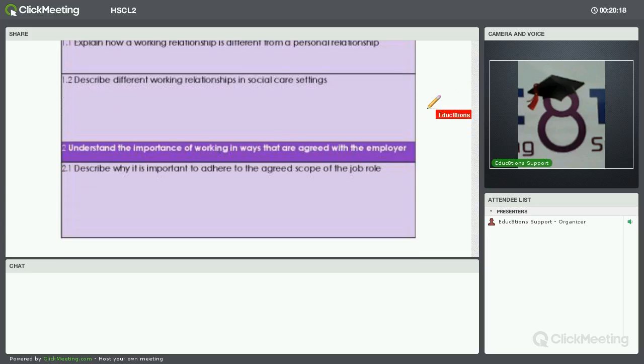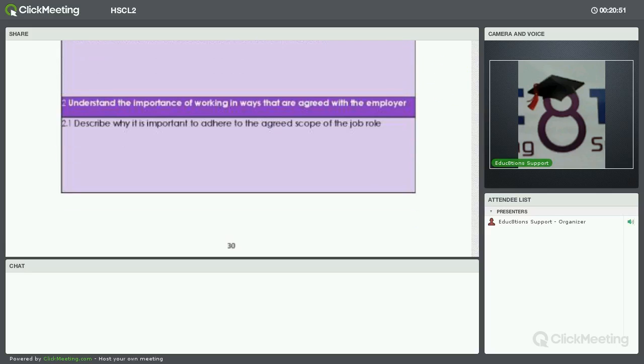And then 1.2, describe different working relationships in social care settings. So what kinds of different working relationships are there within your work, within your organisation, basically? That's what it's asking you. So obviously you've got yourself, you've got the care workers, you've got nurses, you've got senior carers. That's what I'm looking for, okay? The different working relationships. So describe those to me.